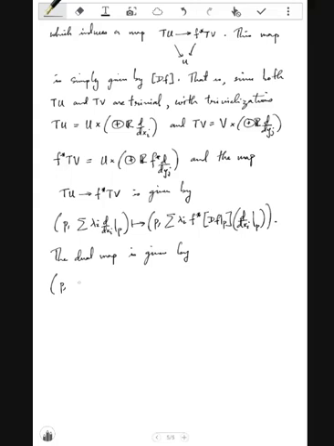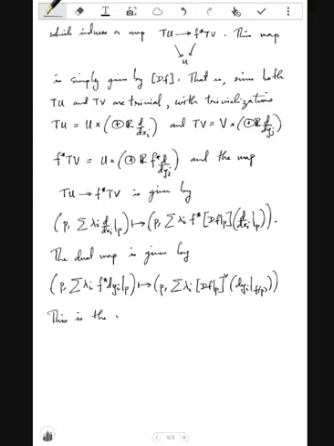P comma summation lambda I F upper star DXI DYI at P is mapped to P comma summation lambda I TF at P dual of DYI at F of P. So this is the map over U.